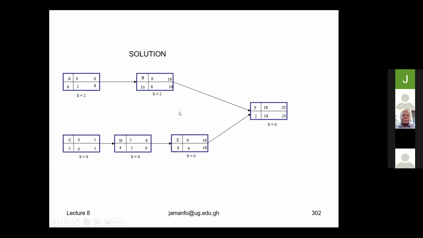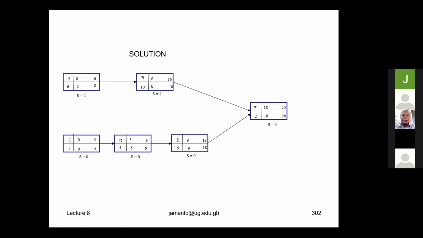So how many parts do we have in here? Two. A, B, and F, and then C, D, E, and F. Can you tell me which of the two parts is considered a critical part? The second one, C, D, E, F, because the slack for all those activities is equal to 0. So those are critical path activities.